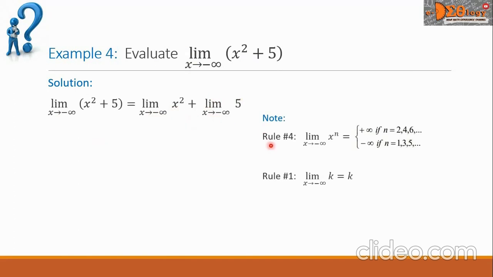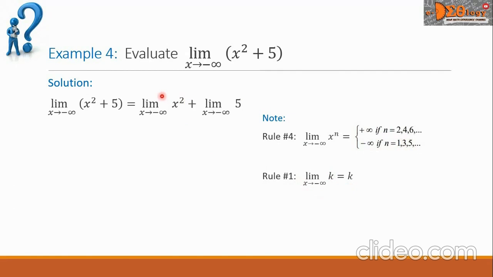Let us note that by rule number 4, the limit of x raised to n as x approaches negative infinity equals positive infinity if n is an even number greater than or equal to 2, while the answer will be negative infinity if n is an odd number that starts with 1 onwards. And rule number 1 says the limit of the constant k as x approaches negative infinity equals k.